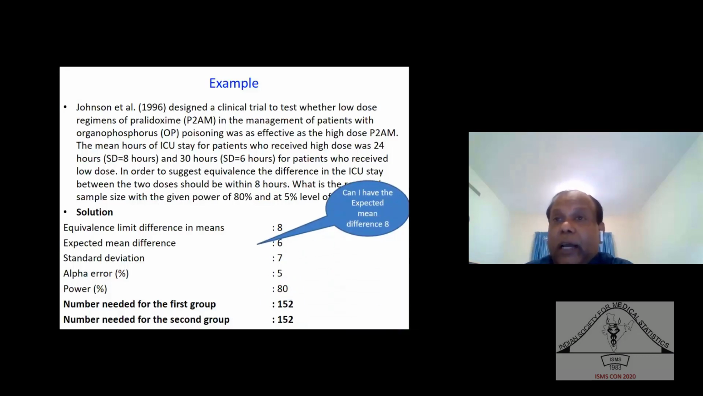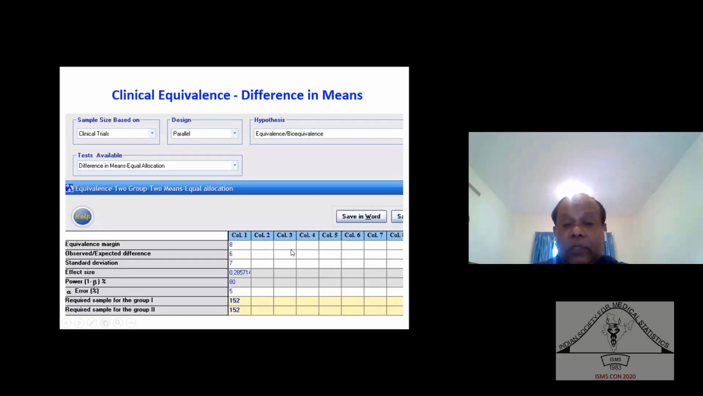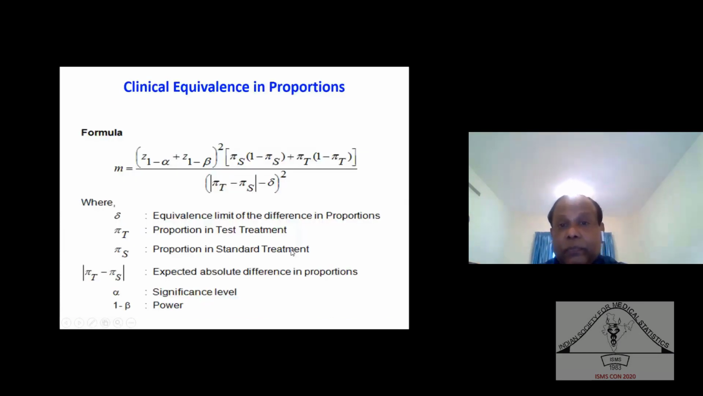So therefore, you cannot take the difference which you get as the equivalence margin, because there is a confidence interval which will have a lower limit. It is already going to exceed that. You are sitting on top of the margin, so the sample size cannot be calculated. Okay, this is what I explained to you.